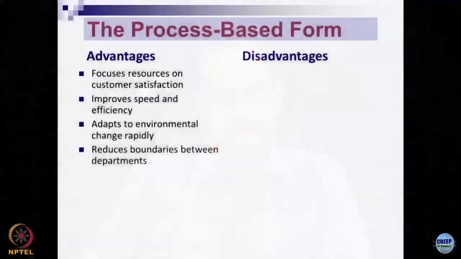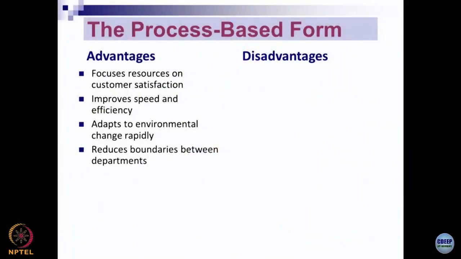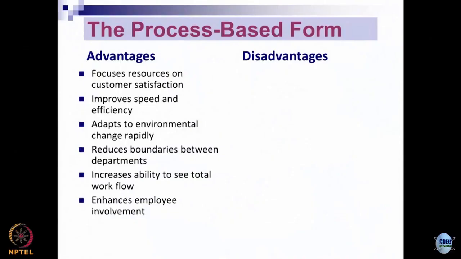Process-based structure reduces the boundaries between departments. We have already explained that in the process, the individual identity of the department reduces to a great extent, and that confluence reduces the boundaries between the departments.